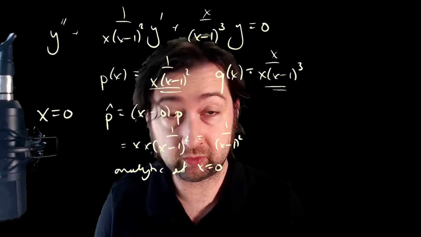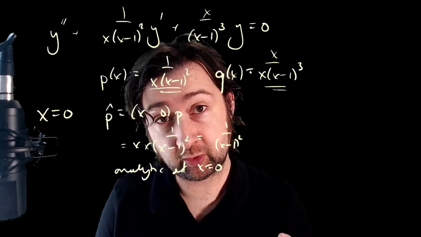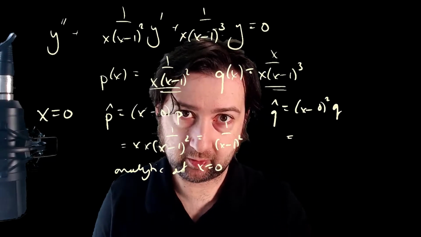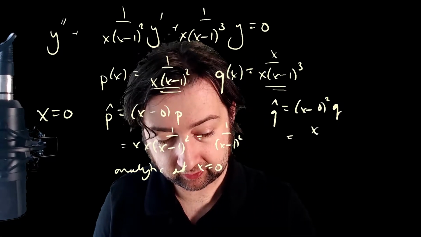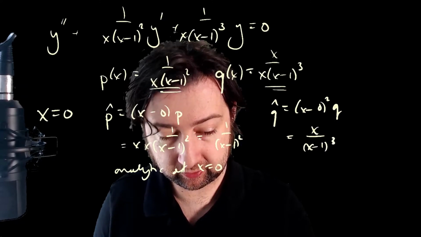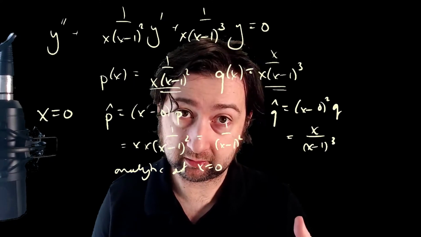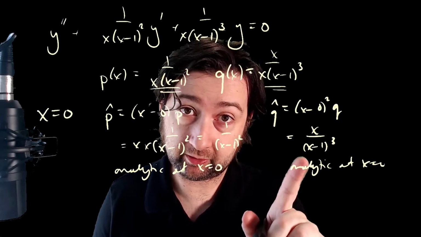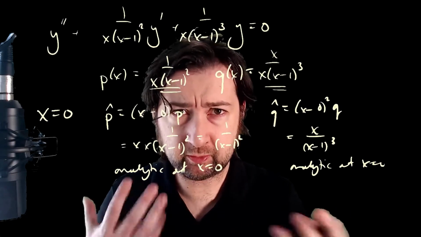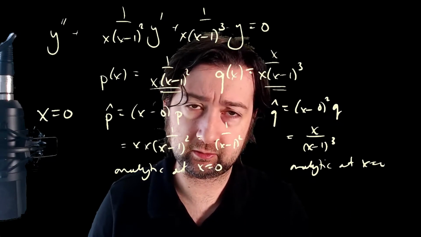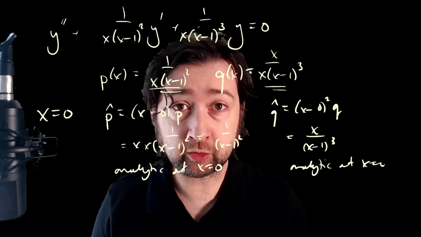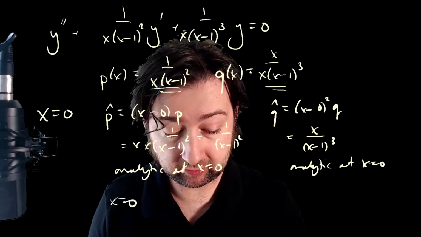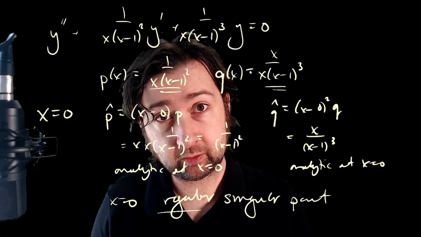We can check q using its version of that condition, which is instead of multiplying by x minus 0, we multiply by x minus 0 squared. q hat is x minus 0 squared q, which is equal to x over x minus 1 to the third. This function is also analytic at 0. Because just like p hat, it doesn't have an asymptote at x equals 0 once I have canceled it out by multiplying by x squared. In some sense, what we're doing is we're measuring the worst possible singular behavior that p and q can have. The conclusion is because p hat is analytic and q hat is analytic, then x equals 0 is a regular singular point. What about x equals 1?